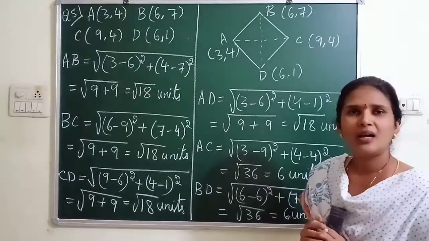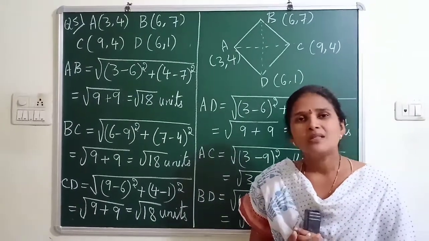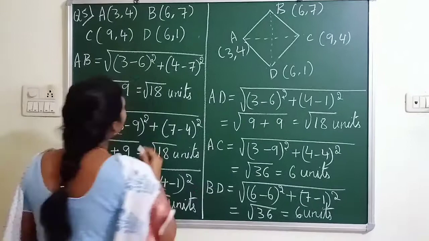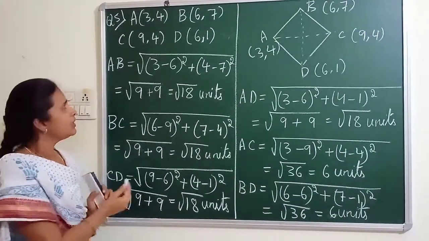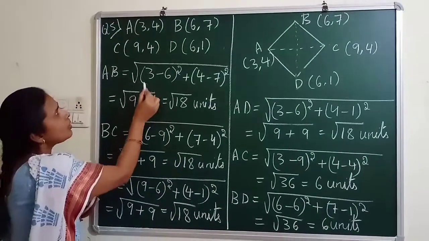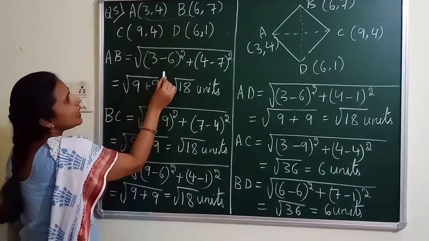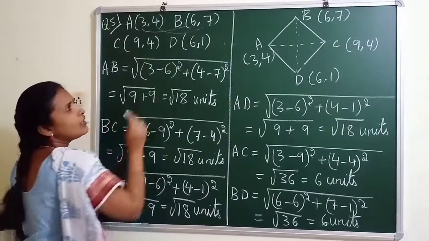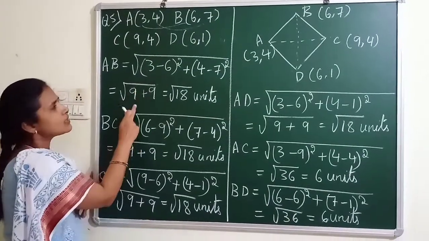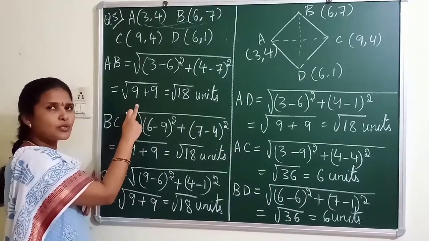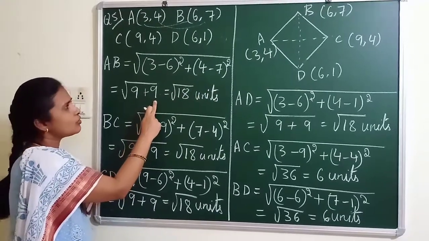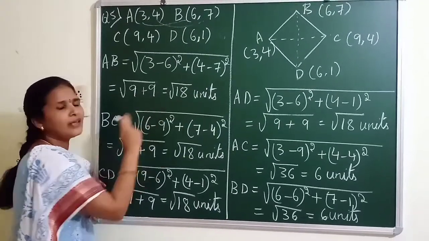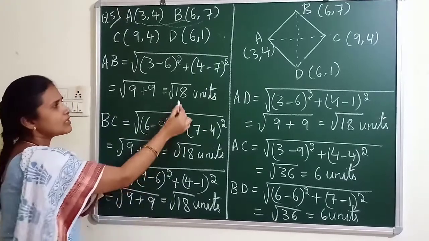So let us apply the distance formula now. How many times? 6 times. So here are the ABCD ordered pairs. Now start with the line segment AB. So AB equals root of (3 minus 6) whole square plus (4 minus 7) whole square. So 3 minus 6 is what? Minus 3. Minus 3 whole square is 9. And 4 minus 7 is also minus 3. Minus 3 whole square is 9. 9 plus 9 is root 18. So keep as it is.